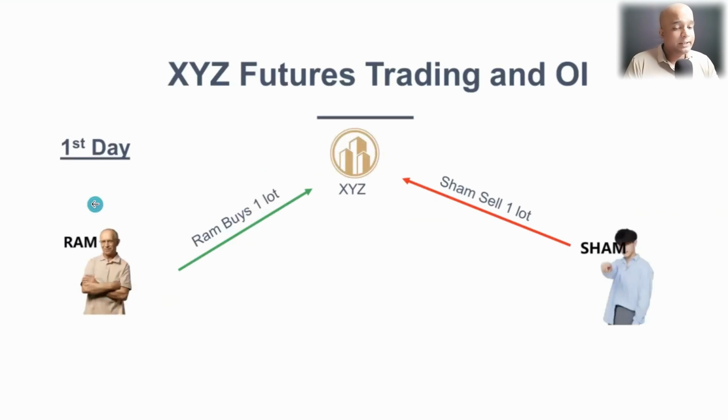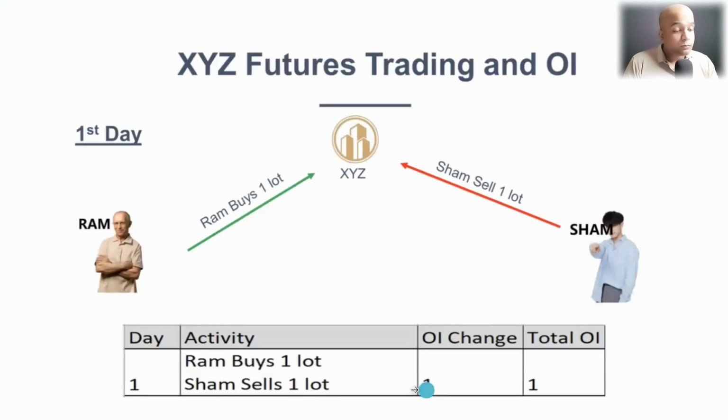Let's say on the first day, Ram enters the market and buys one lot of futures, whereas Sham sells one lot of futures at the same time. In this case, open interest change is 1 and total open interest is 1, because before this it was 0, and now he bought one lot and he sold one lot. Ram thinks the price will go up, but Sham thinks the price will go down. That's why he shorted this XYZ. So open interest change is 1, total OI is 1.